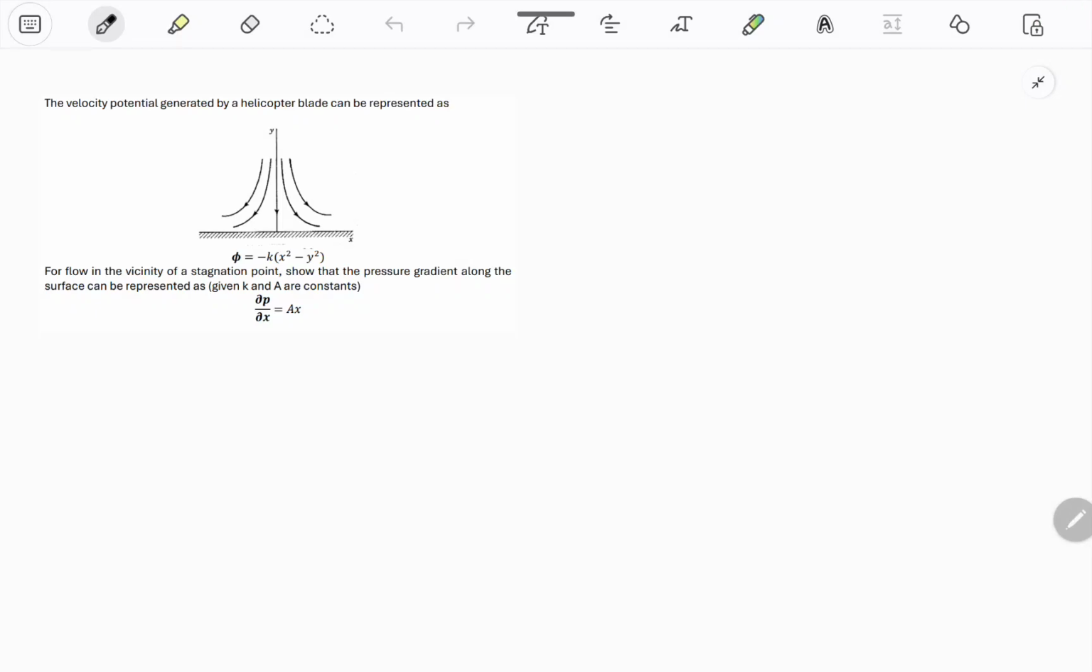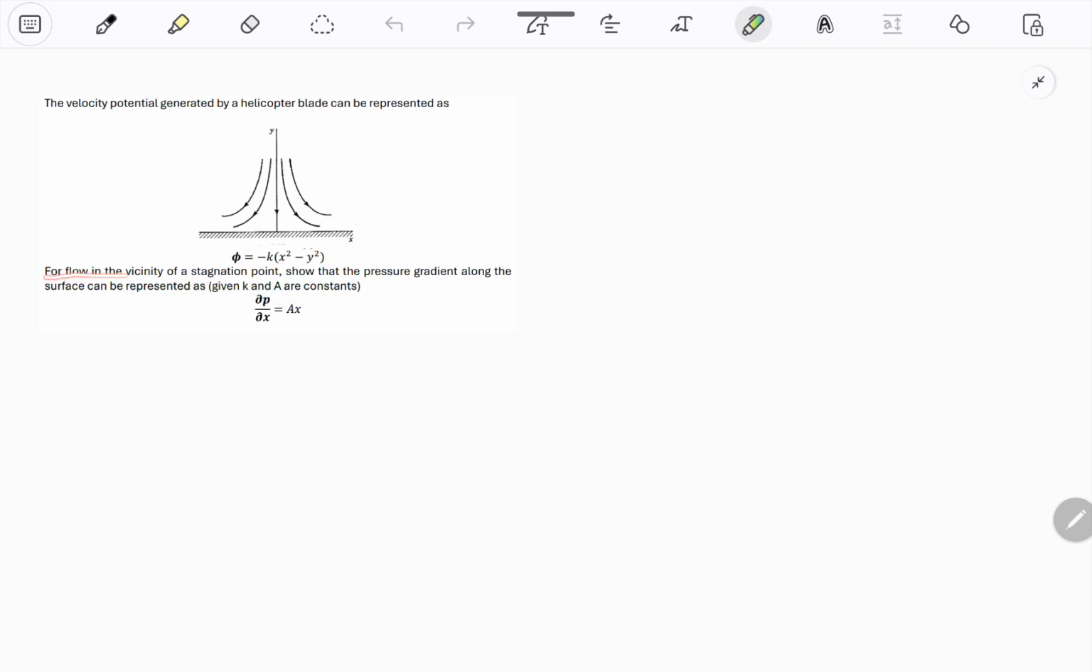So we are still on fluid dynamics problem. So let's try to read what is given to us. A velocity potential generated by a helicopter blade represented here. Let me say we have a helicopter here, then there's a blade. See our helicopter, and it is pushing air like that, like that, like that. That's actually the air that helps the helicopter to rise.